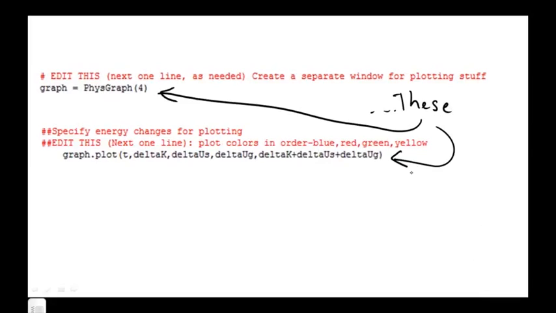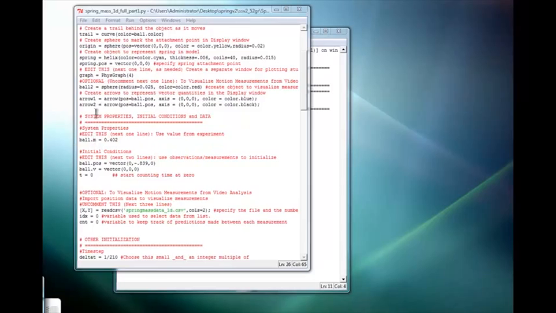Notice we need to specify the number of plots we're putting on one graph. Here, 4 plots. In the order that we specify the quantities, we're plotting the change in kinetic energy in blue, the change in spring potential energy in red, the change in gravitational potential energy in green, and the change in the total system energy, delta E, in yellow. Let's run the program and see what this looks like.